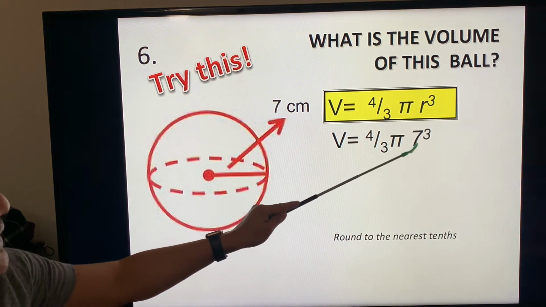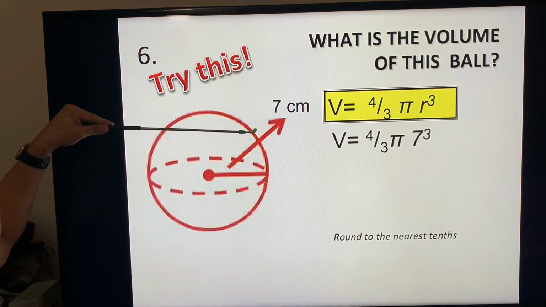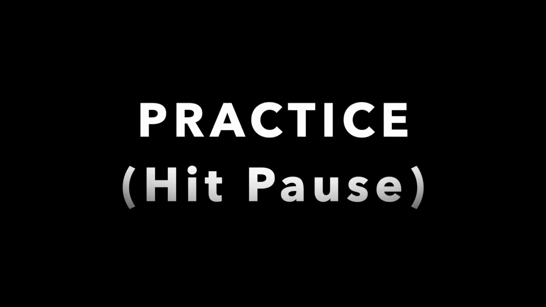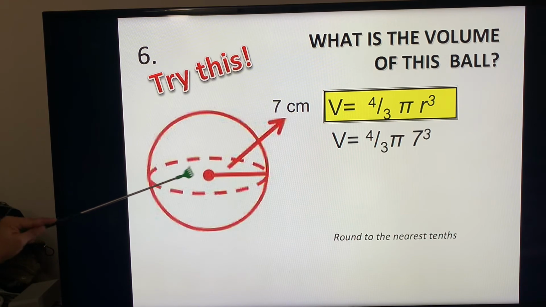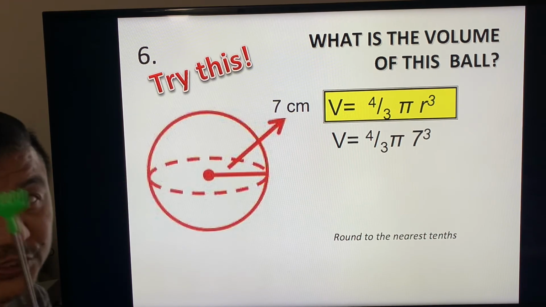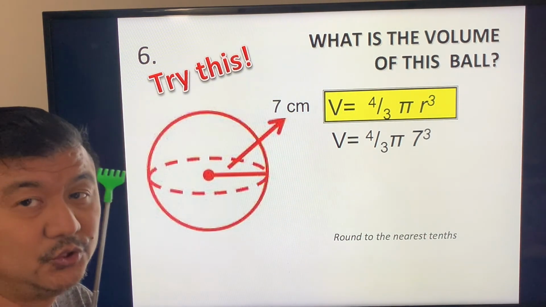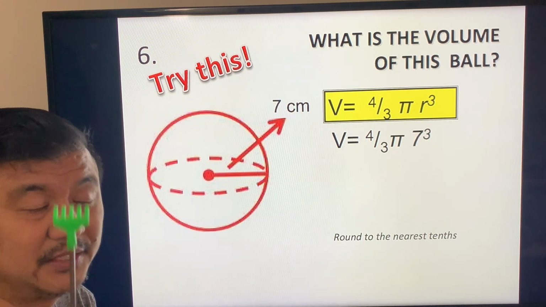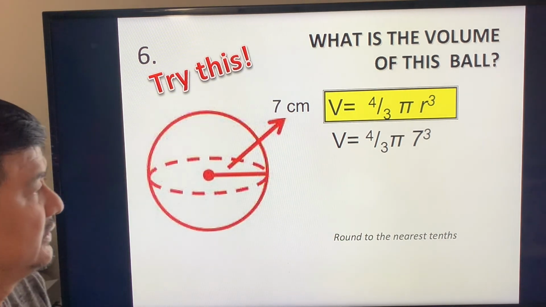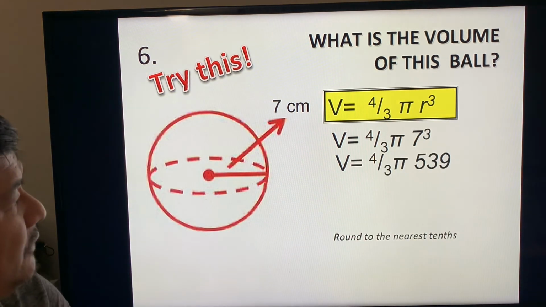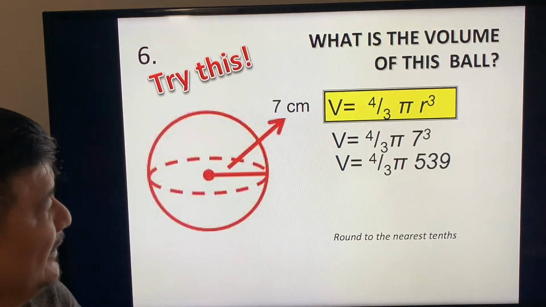4/3 pi r cubed, obviously its radius is 7. Always look at the drawing. If the drawing shows the whole thing, they're giving you a diameter. You know how to change a diameter to a radius. You divide by 2, because I only need this. So we're lucky it's already a radius. So 7 to the third power is 343.